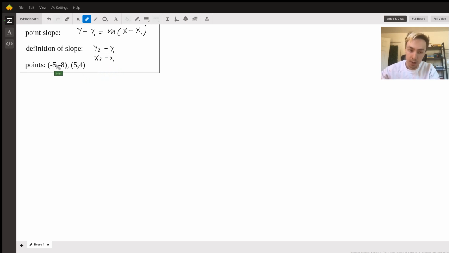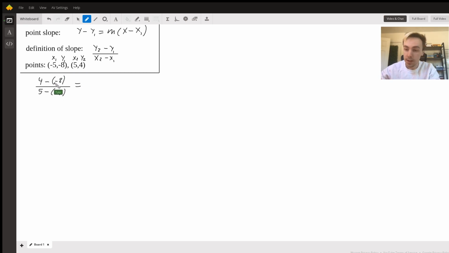So we can kind of just label our points. First of all, this is x1, this is y1, and this is x2 and y2. And now we need to find a couple of pieces of information. First of all, we need to figure out what the slope is. So let's go ahead and do that. y2 is 4. So this is 4 minus y1, which is -8, so minus -8. And this is all being divided by x2, which is 5, minus x1, which is -5.